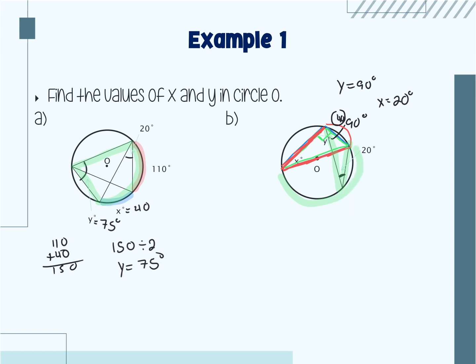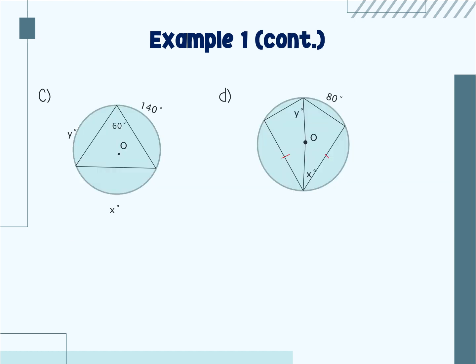Just so you guys remember, we don't need that information to solve for this. This is just more so you guys understand what's going on. So for example C, they want us to find, again, x and y. And if you notice, we have a triangle inscribed into this circle. So the few things we can figure out: this angle right here is going to be half of 140 because 140 is its arc. So we know this angle is going to be 70.